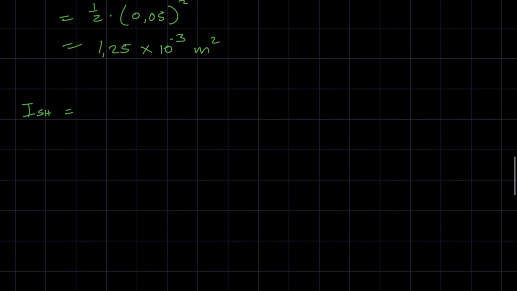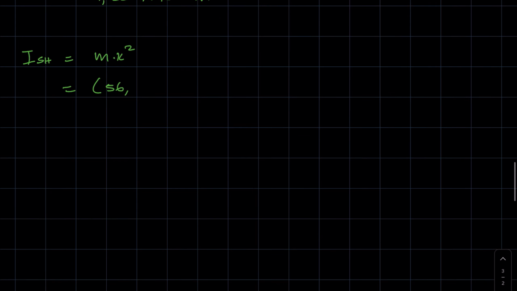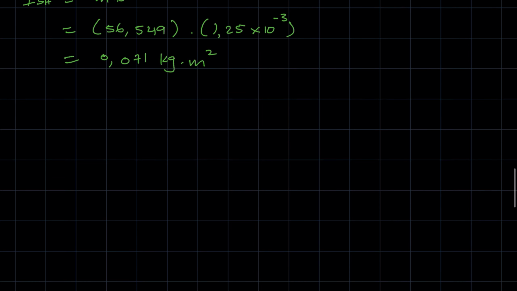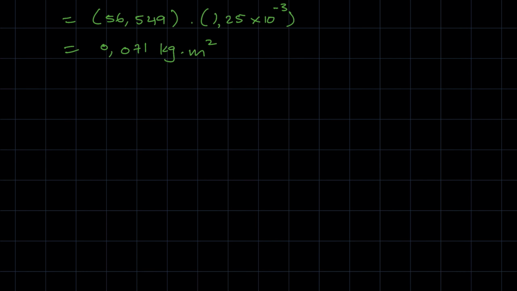Of course, this is mk squared. The mass we got is 56.549, times the radius of gyration squared, which is 1.25 times 10 to the negative 3 meters squared. The product of this gives us 0.071 kilogram meter squared. Now we are done with that part.